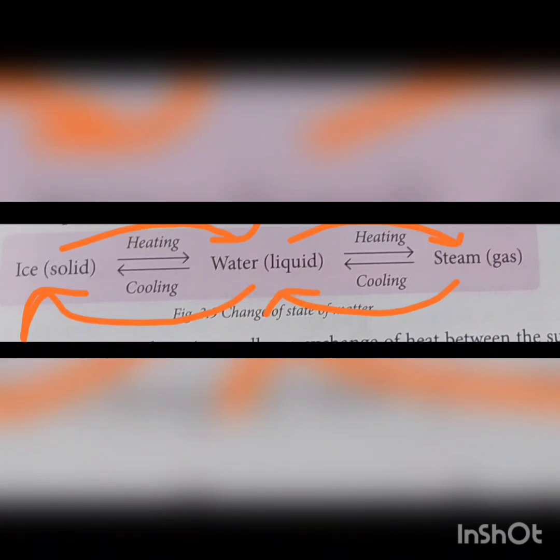During the change of state, there is usually exchange of heat between the substance and the environment. When heat is added to the substance, the process is called endothermic. For example, melting and vaporization are endothermic processes. When heat is released from the substance, the process is called exothermic. For example, freezing and condensation are exothermic processes.